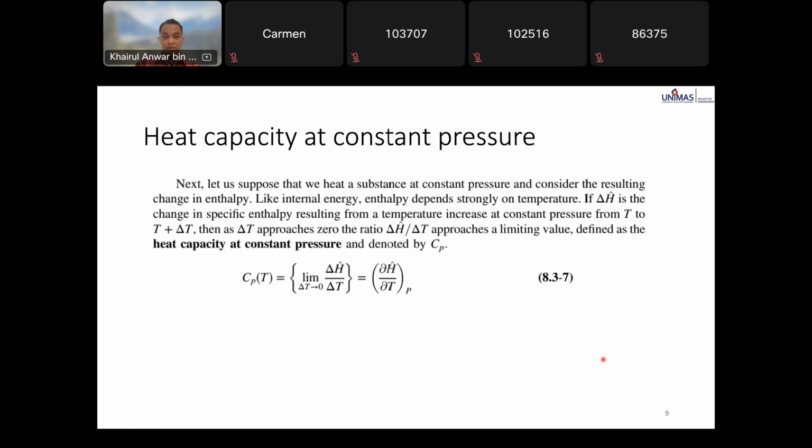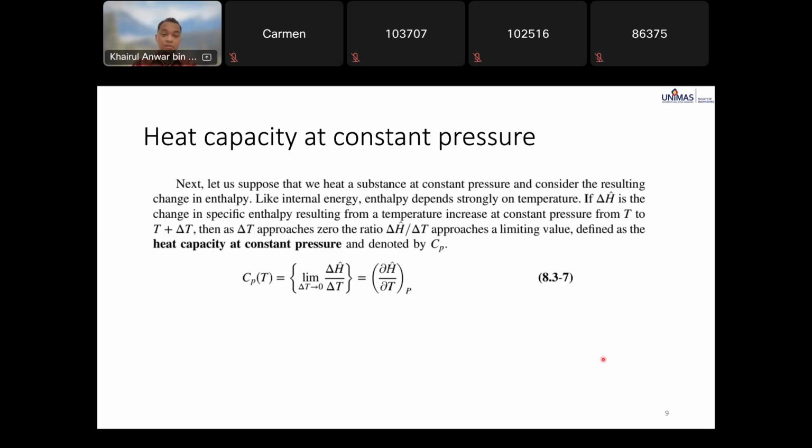Heat capacity at constant pressure. Next. Previously, you learned about CV, or heat capacity at constant volume. Now it's CP, heat capacity at constant pressure.